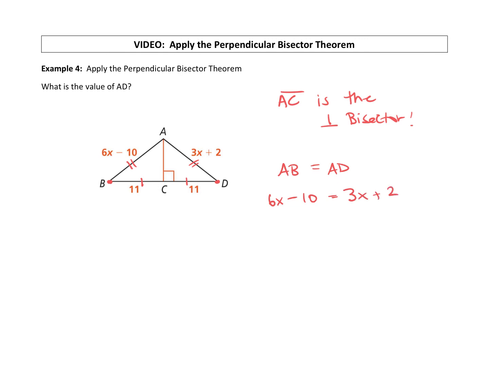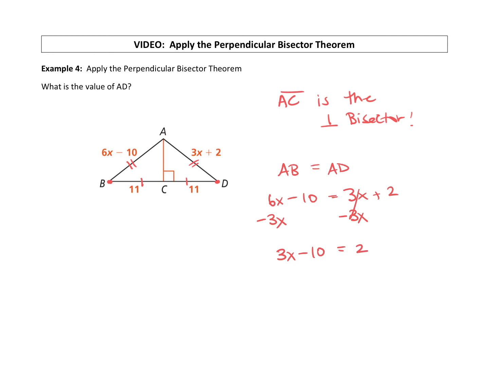When we're solving equations, let's get the x's to the same side first. We've got a positive 3x on the right side of our equal sign. I'm going to subtract 3x from both sides. Subtract it from its like term over there. 6x minus 3x is 3x. Carry down our minus 10 equals, that's a positive 2 we're going to carry down.